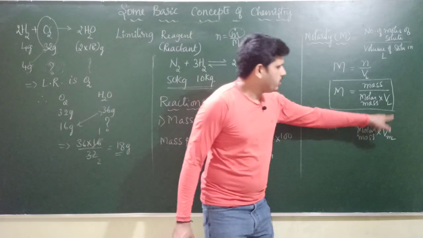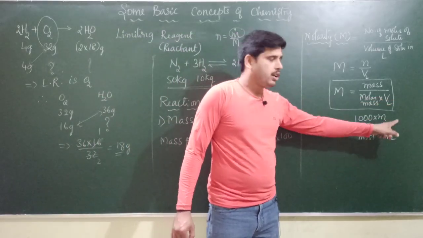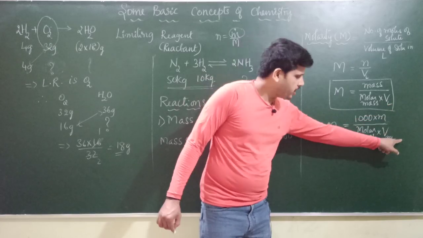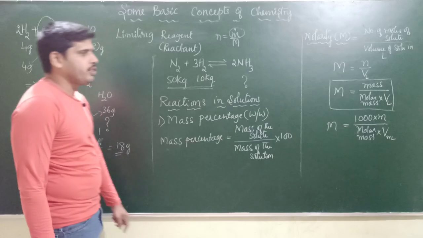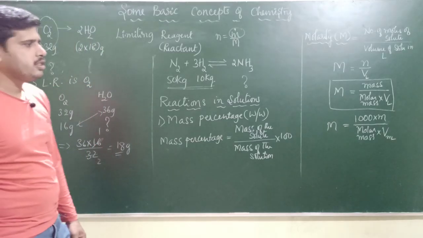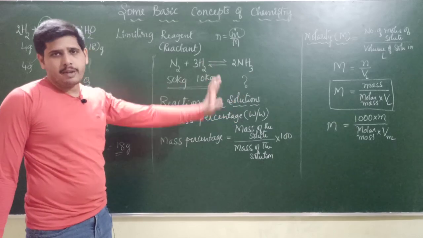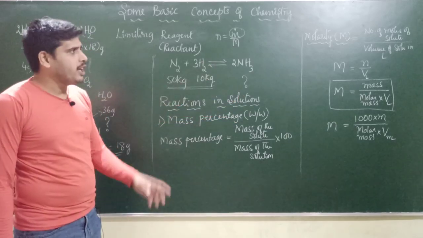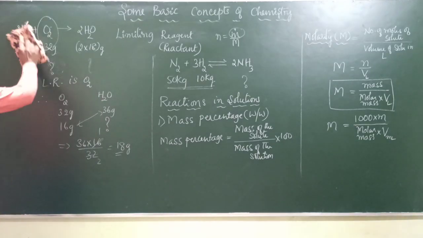Because of the conversion 1 liter equals 1000 ml, if you write volume in ml, then you have to divide by 1000, so that will come to the numerator. Therefore, 1000 into mass divided by molar mass into volume in ml. Very, very important formula, let me tell you that. Is that okay? Fine. So here is an example to understand that concept.